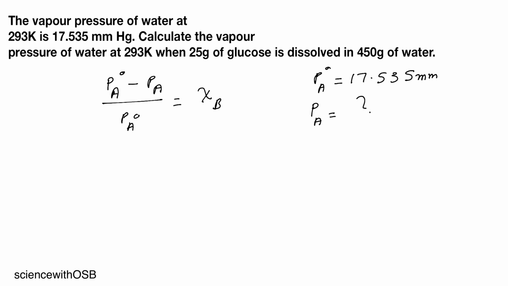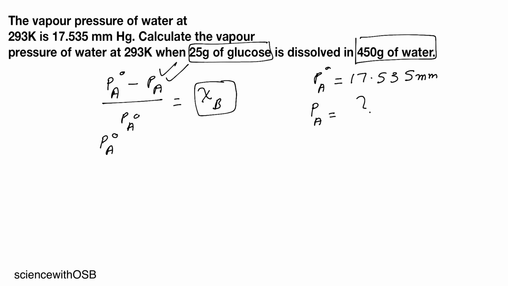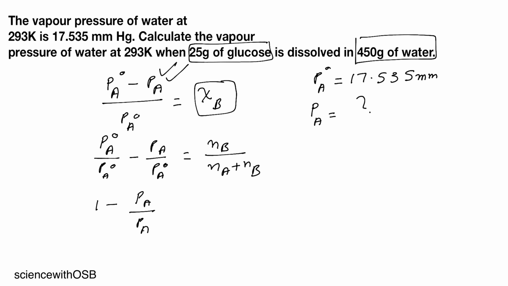Correct, right? Now they have given the mass of water. They have given the mass of solute. So you can easily find the RHS part. So the only unknown will be PA. We can simplify the equation and we will be directly getting the answer. Okay, PA standard minus PA by PA standard is equal to, what is chi B? NB by NA plus NB, correct? Now we can write like 1 minus PA by PA standard is equal to NB by NA plus NB, correct?